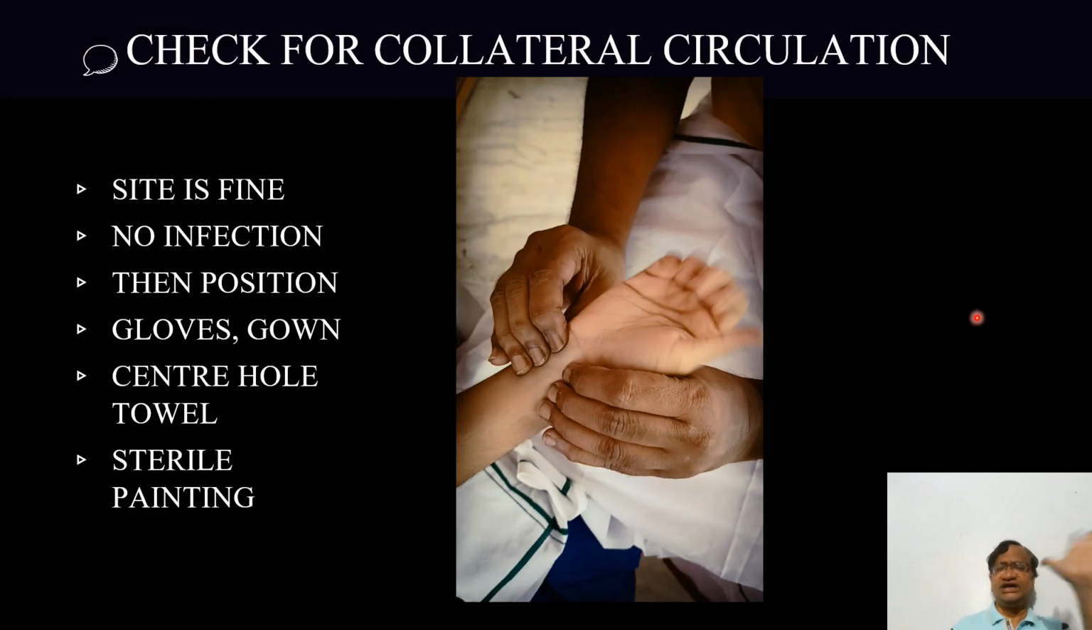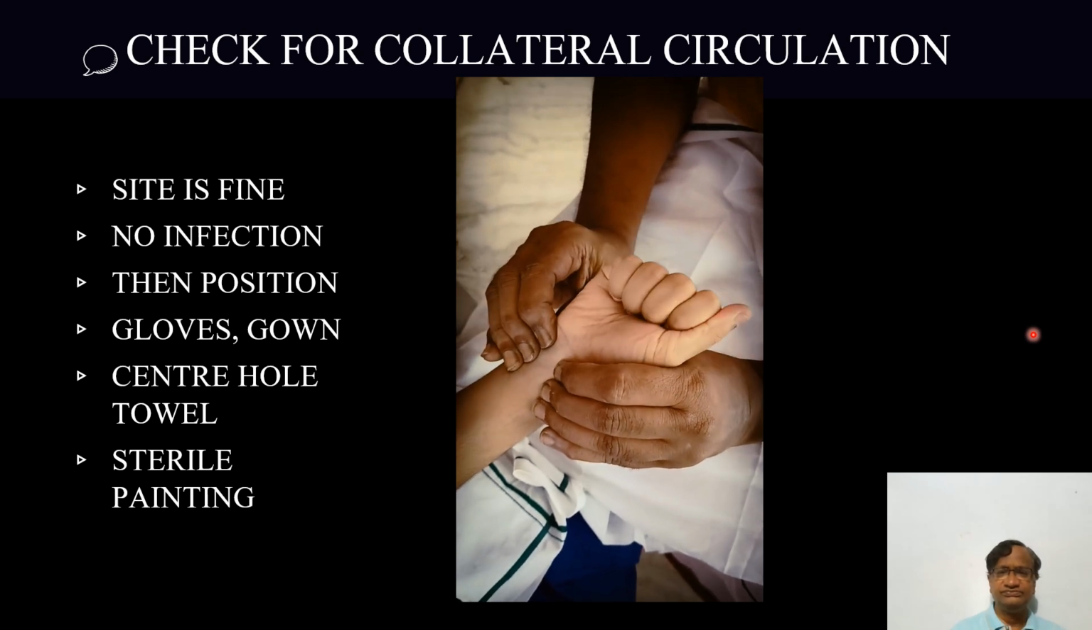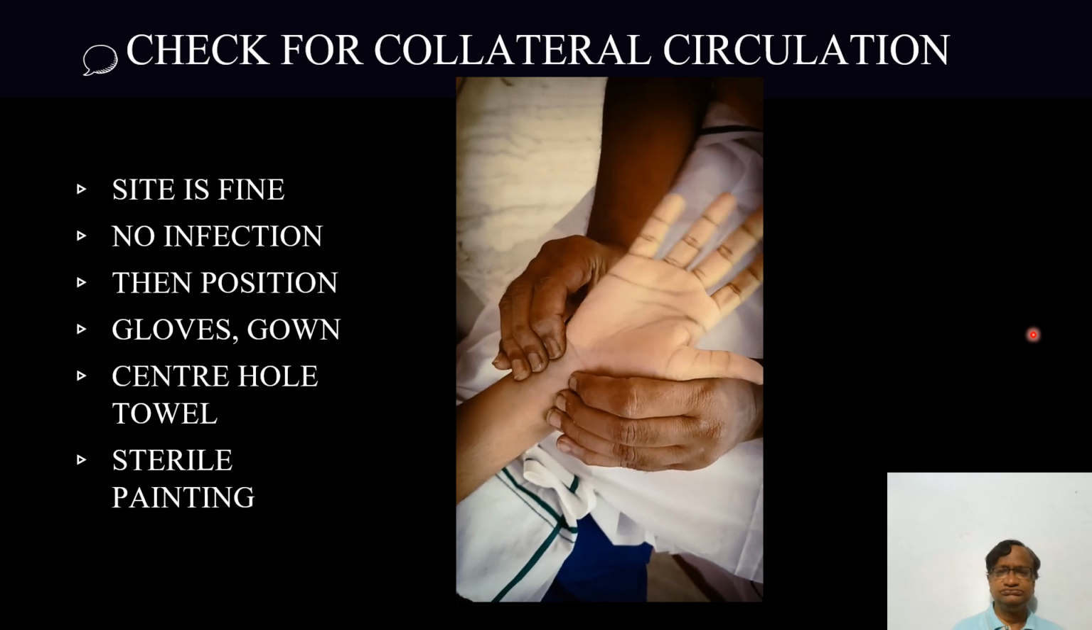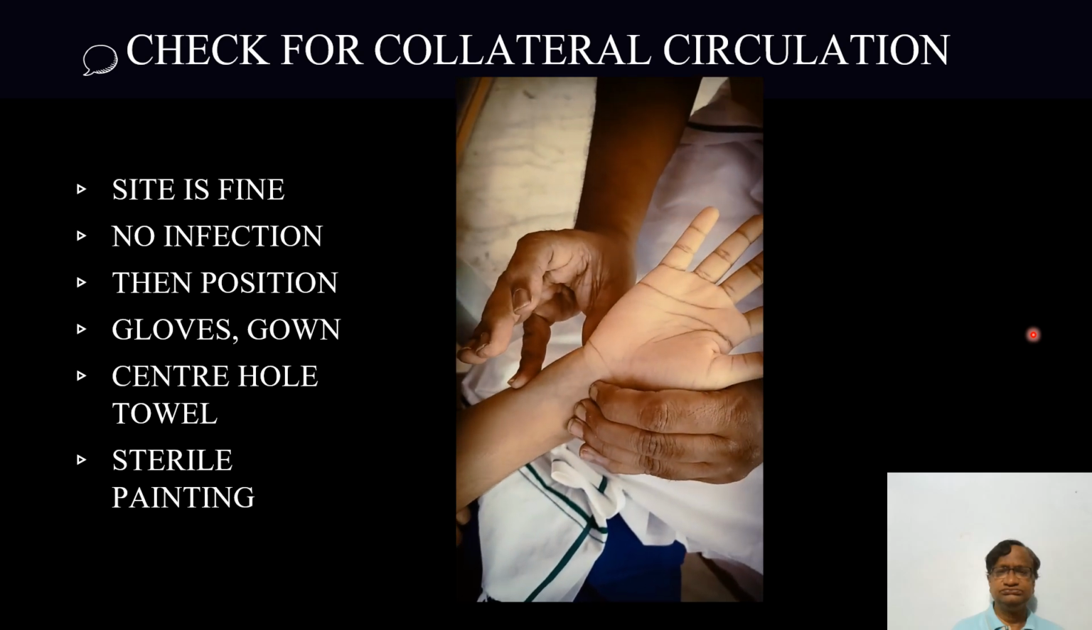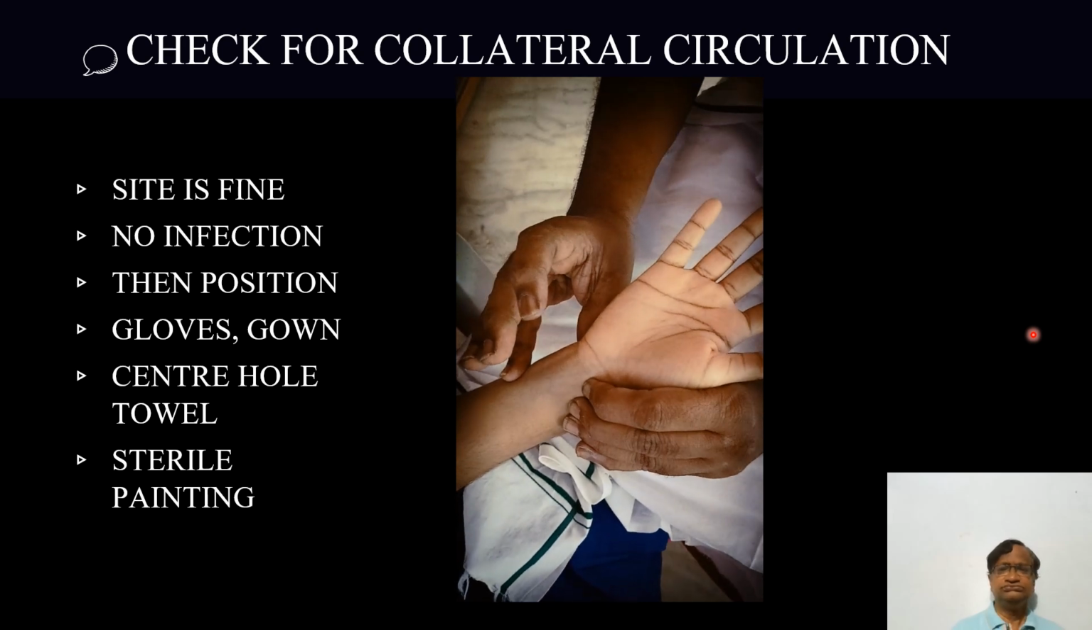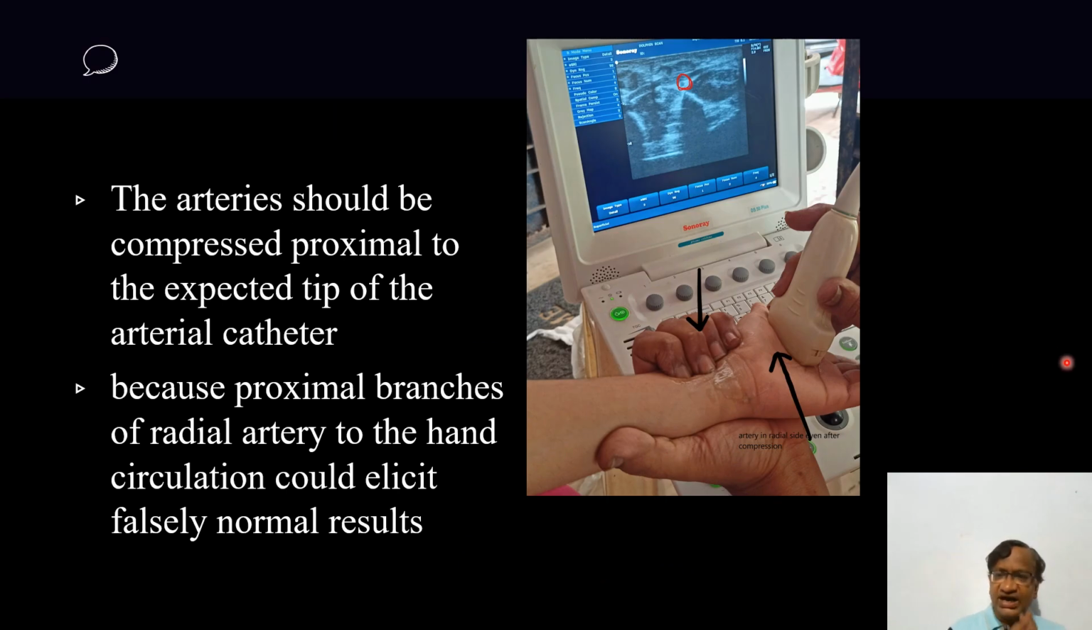Now you have to check for collateral circulation. The site is fine, no infection. Then position, gloves, these are all the preparations. Then we can go to the radial and ulnar, she is doing the blanching. One more blanching. Done. I'm just releasing the ulnar, and within 5 seconds everything is becoming red. So this is the classical modified Allen's test, where you see the ulnar collateral is excellent. If the ulnar collateral is good, yes, we can puncture the radial artery.